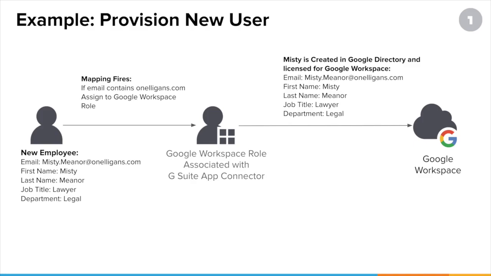A new employee, Misty, starts at our law firm, OneLogin. Mappings fire off when the new user record is created in OneLogin, and one of the mappings sees that Misty's email contains onelogins.com. The mapping then automatically assigns her to the Google Workspace role. The Google Workspace role is associated with the G Suite app connector. Thus, Misty is assigned to the G Suite app connector. With provisioning enabled, OneLogin would then connect to Google Workspace to make sure that Misty has a user account within Google Workspace.